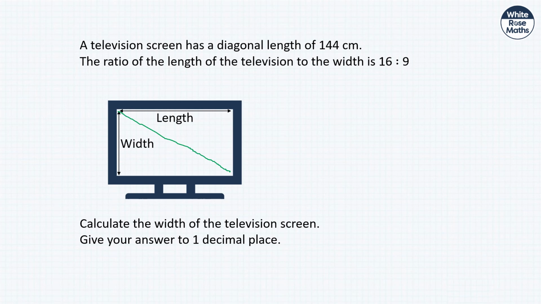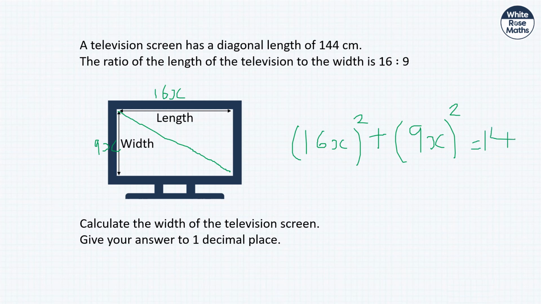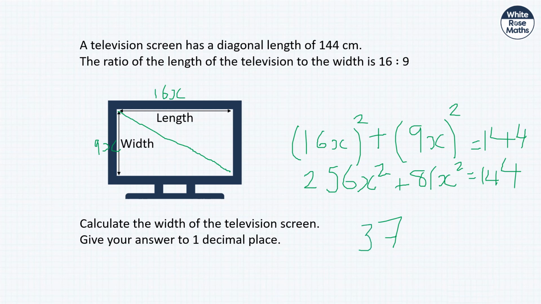So the length, we'll call that 16x. The width, we'll call that 9x. So (16x) all squared plus (9x) all squared has to equal 144 squared. That will give me 256x squared plus 81x squared is equal to 144 squared. So that means I've got a total of 337x squared.